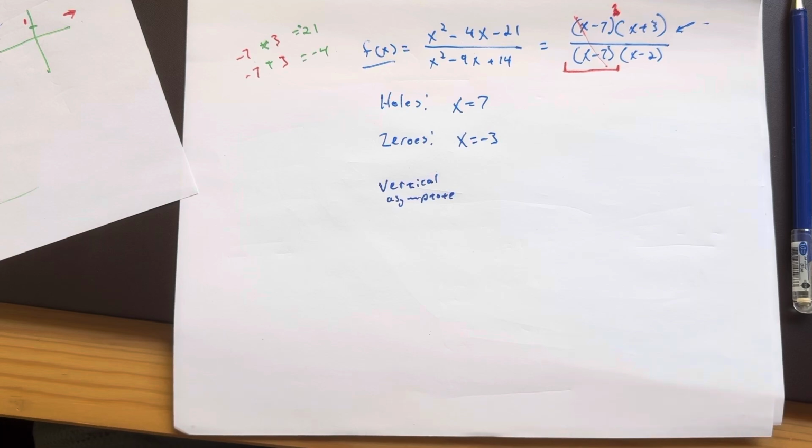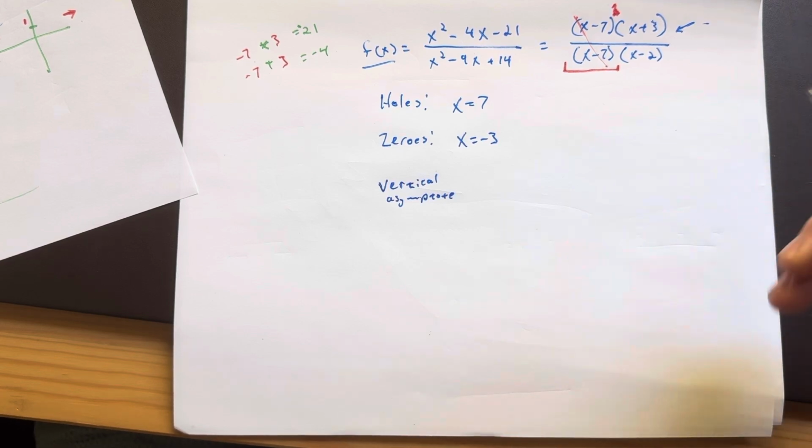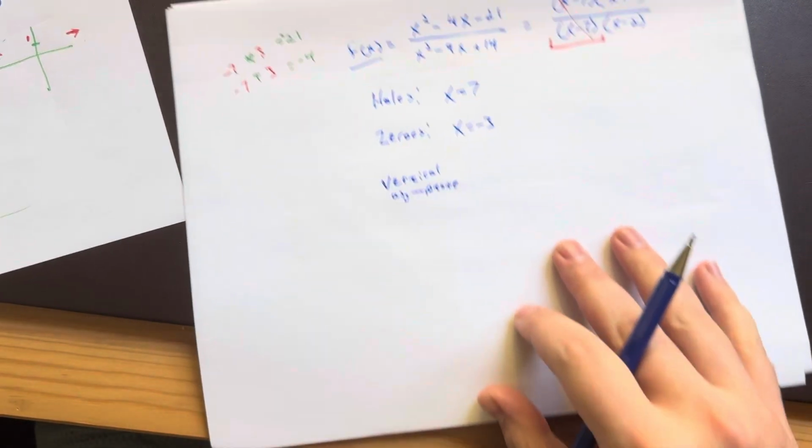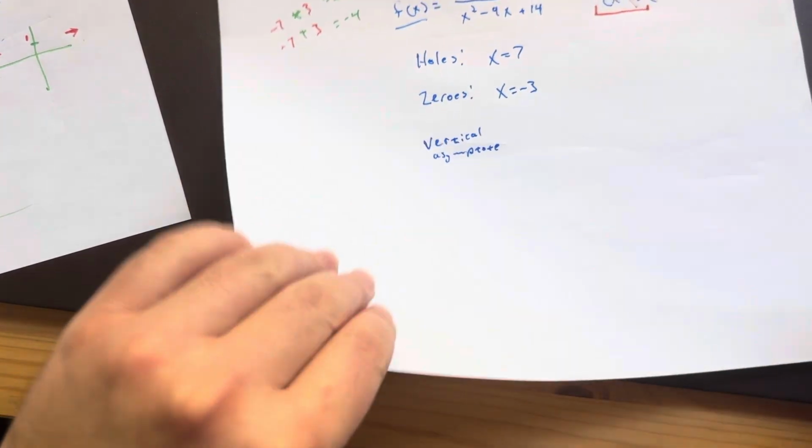The number one rule of pre-calc is you can't divide by 0, but not all divisions by 0 are created equally. Now, what do I mean by that? Let's look at our function. I'm going to take a quick detour.